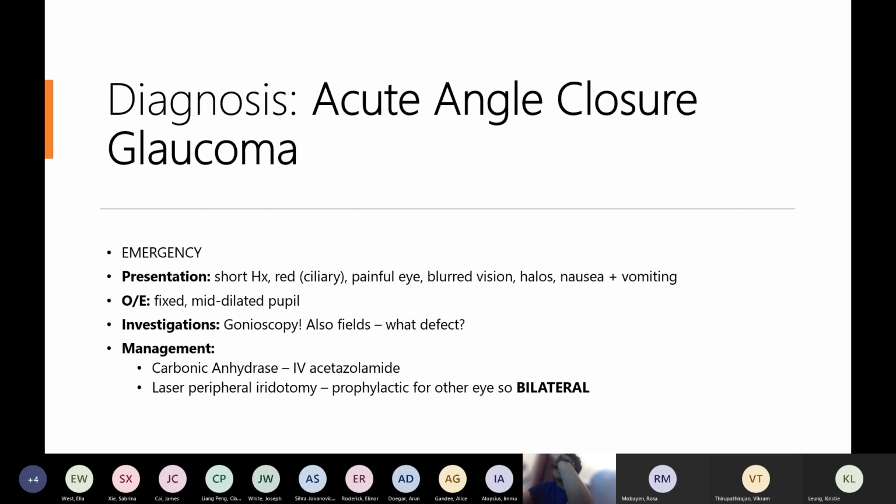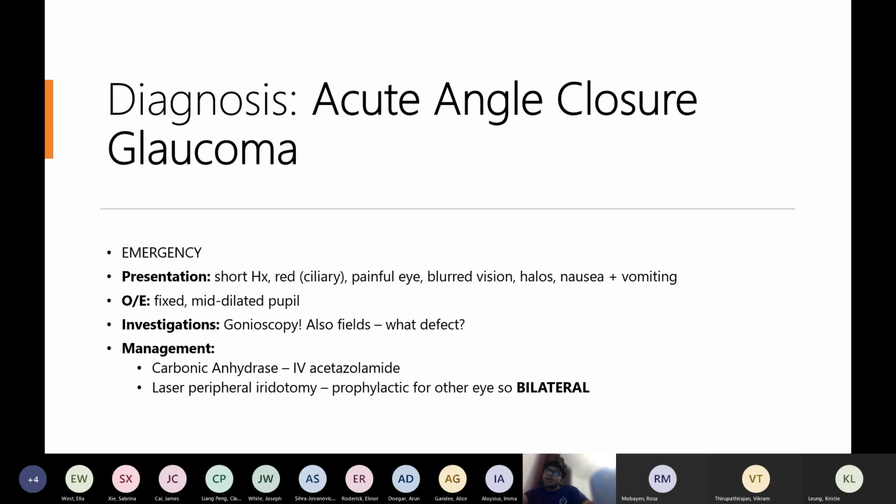Angle closure glaucoma is where you get closure of the trabecular meshwork, so you can't reabsorb aqueous fluid, and you get an increase in pressure of the eye. Presentation: you get a short history of a red, painful eye, blurred vision, halos, and it causes you to be systemically unwell because it's really, really painful. So these patients have nausea and vomiting. On examination, importantly, you get this fixed mid-dilated pupil. It's a very specific finding, but if you see a slightly weird pupil, it's something to keep in mind.